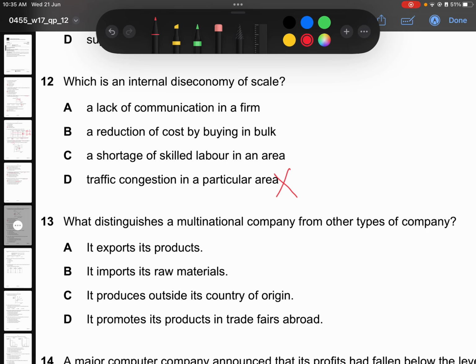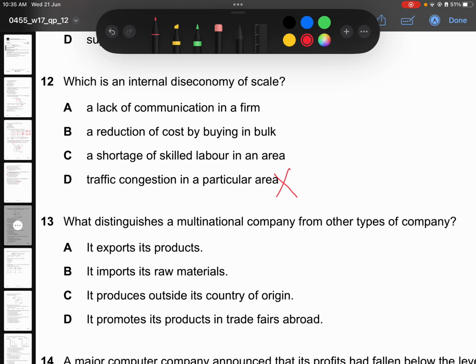A major computer company announced that profits had fallen below the level predicted. What might have caused this? Now, this is a fairly easy question. It has reduced sales and there are lower prices, which means your profit will fall below the level predicted.